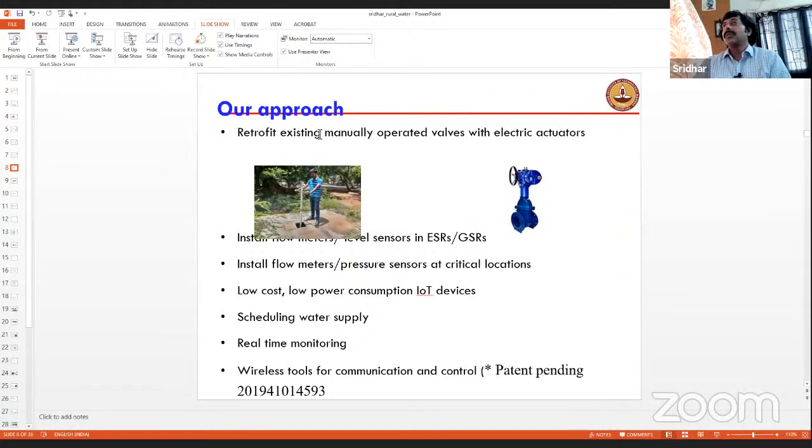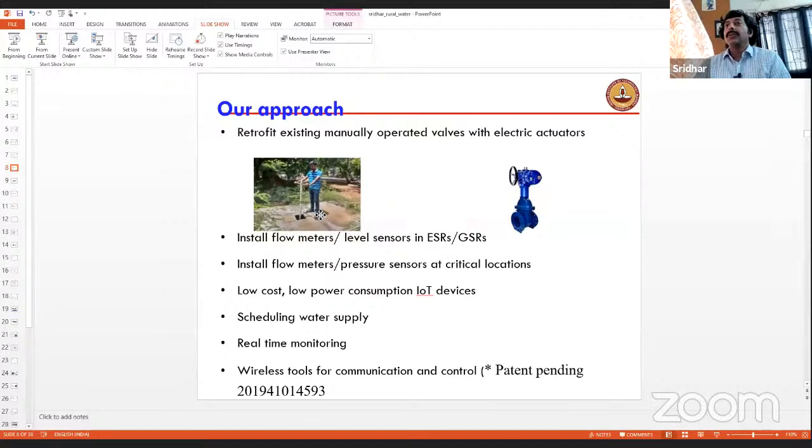So our approach is to retrofit the existing manually operated valves with electrical actuators. Install flow meters or level sensors on ESRs, where ESR is elevated storage reservoir and GSR is ground storage reservoir. So again, we are looking at frugal sensors. We are also thinking about how to replace flow meters completely with other low-cost sensors, because one of the standard complaints that we get is flow meters go bad after certain years of operation. Can we replace these with frugal, cheap, low-cost sensors? Can you use low-cost, low-power consuming IoT, which stands for Internet of Things?